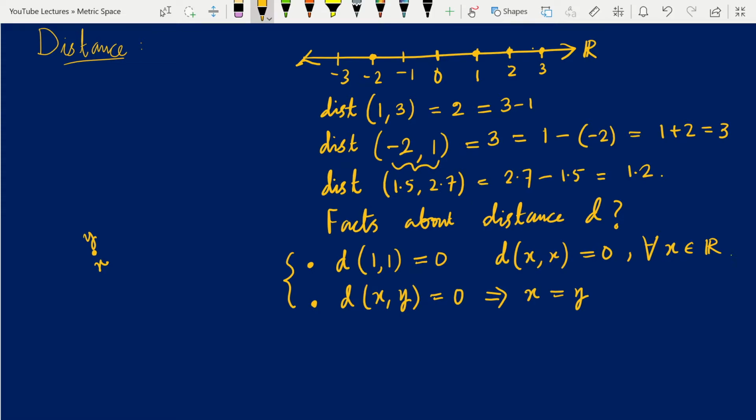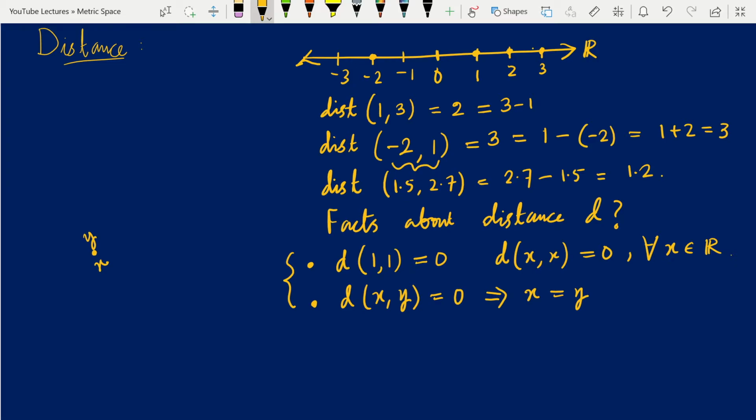This fact we all know about real numbers: if the 2 points are the same, then their distance should be 0, and if the distance between 2 points is 0, then the points must be the same. And this should be true for any distance. Suppose my friend and I are standing at the same place, then it is very obvious that the distance between us should be 0.